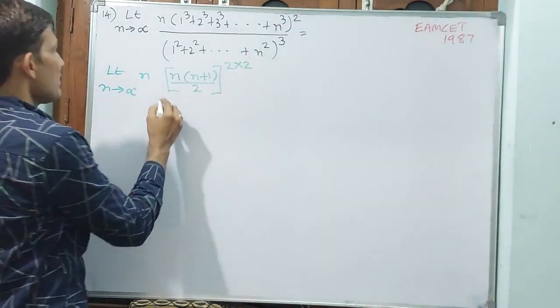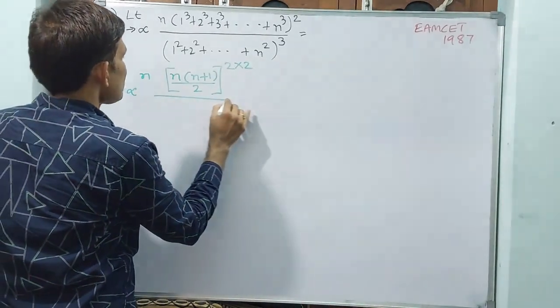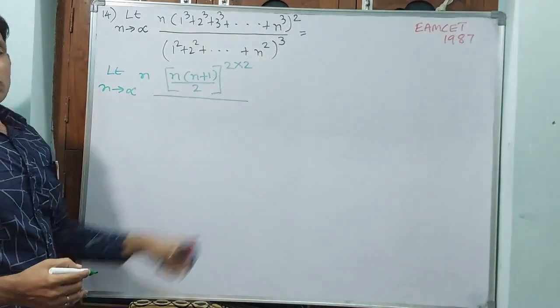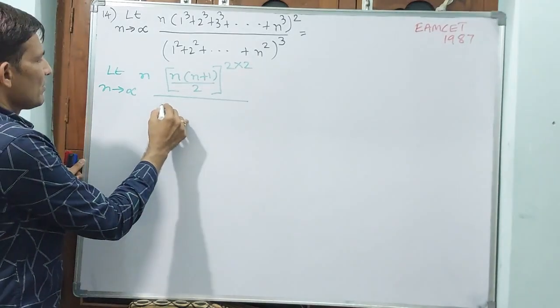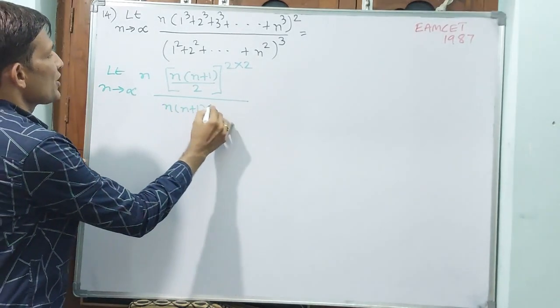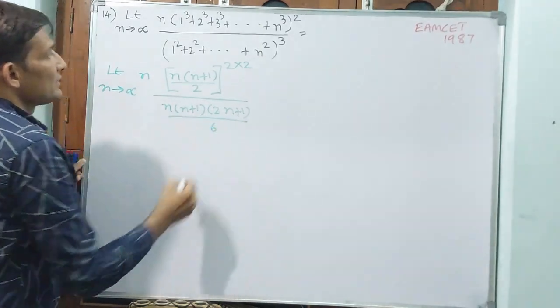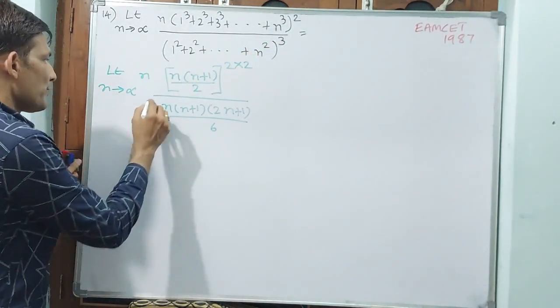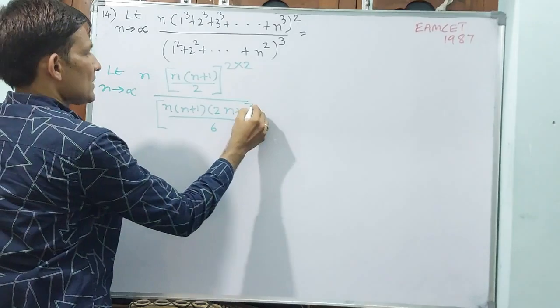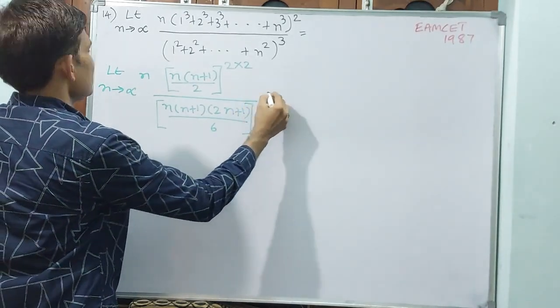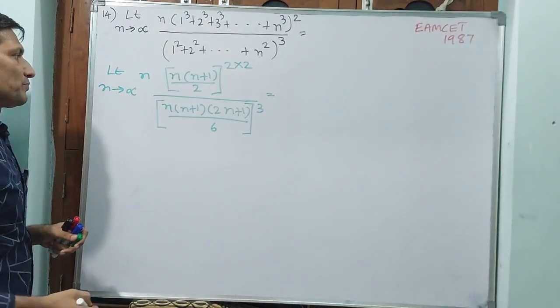Okay, divided by... what about the squares? Just now we have done n into n plus 1 into 2n plus 1 divided by 6. This is the whole cube. First you write this, then again you go back.